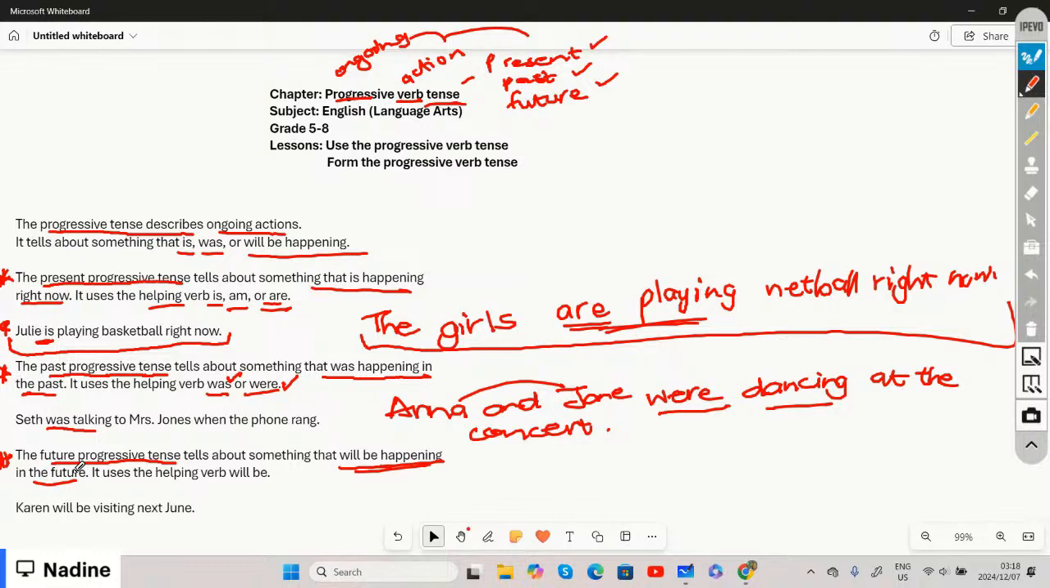All right. So when it comes to the future progressive tense, it tells about something that will be happening in the future. And the future progressive tense uses the helping verb will be. So will be you use in front of your main verb. And if we look at an example of the future progressive tense.